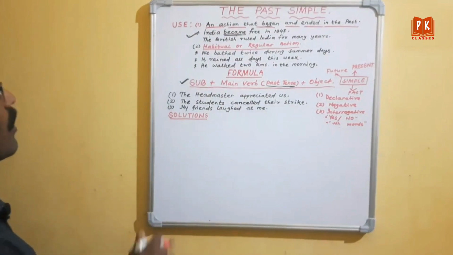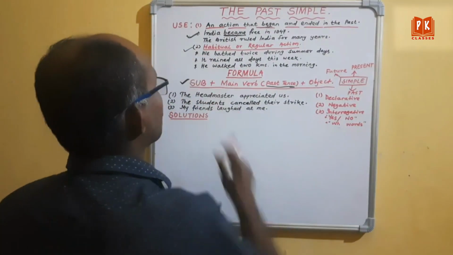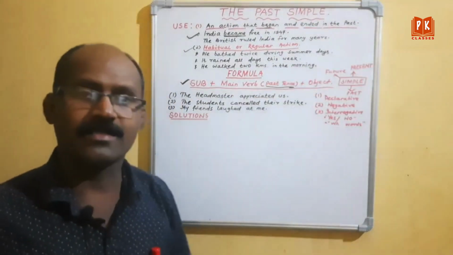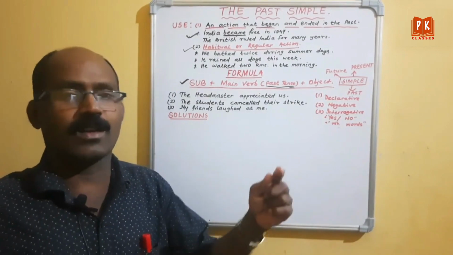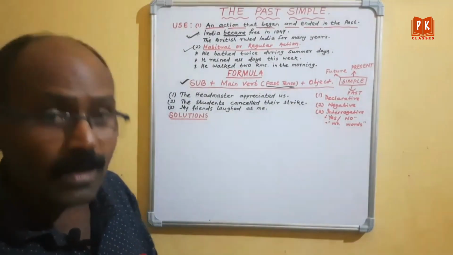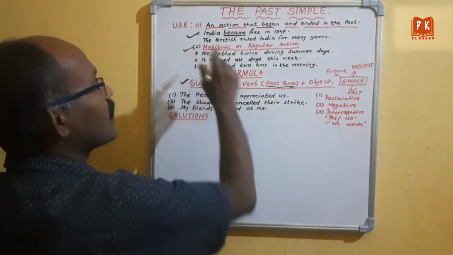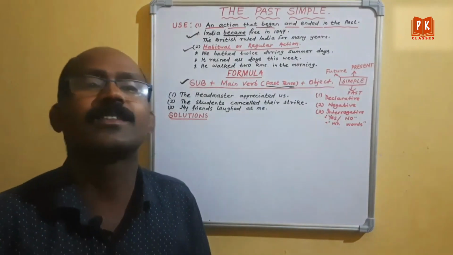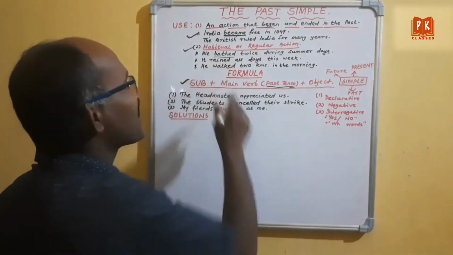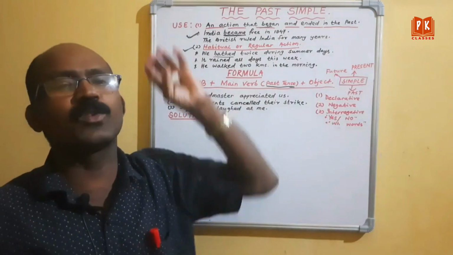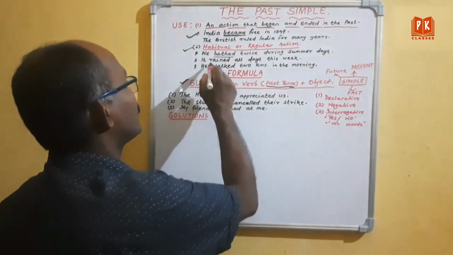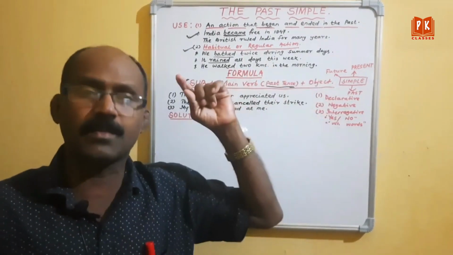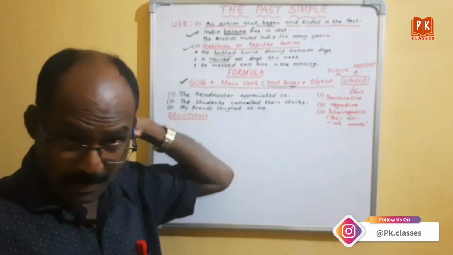Okay. Number 2 come habitual or regular action. You know, in present simple you have read the habitual. The sun rises in the east. Yes or no? Habitual or regular action. But like that, in habitual action, past tense, that means we bathed twice during summer days. We bathed, past tense. It rained all days this week. It rained all days. Rained. He walked 2 kilometers in the morning. Earlier he was walking. That means, okay, clear?